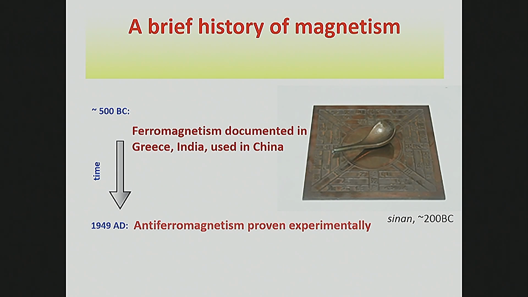But the interesting and odd thing, at least to me, is that it's actually not a very common form of magnetic material. Ferromagnetic materials like iron are not particularly common.